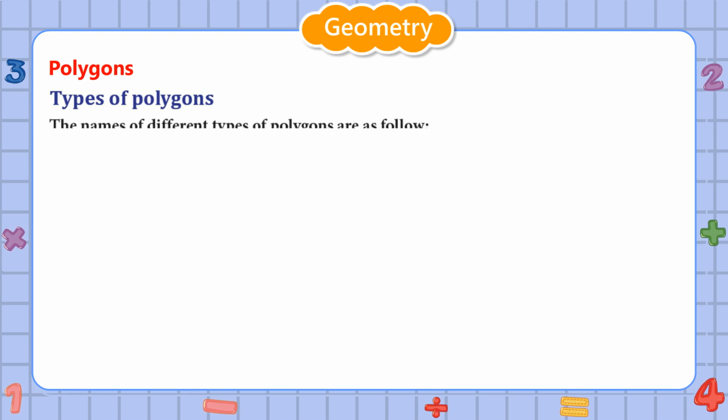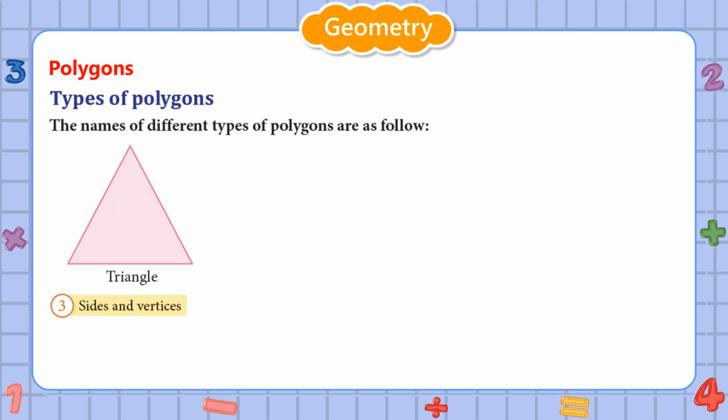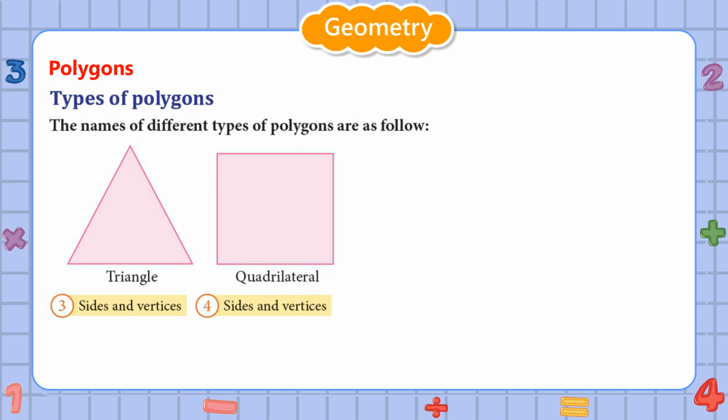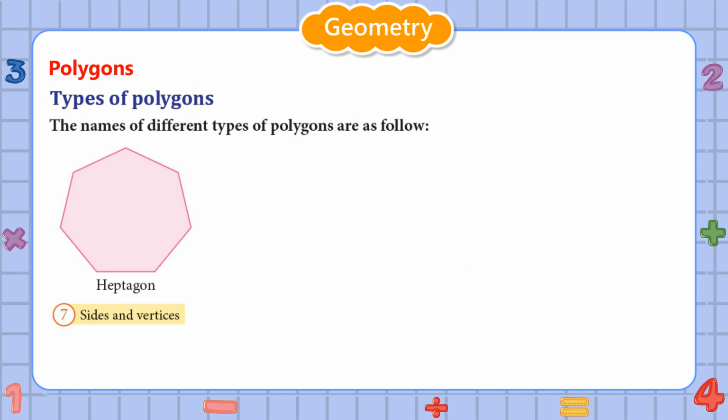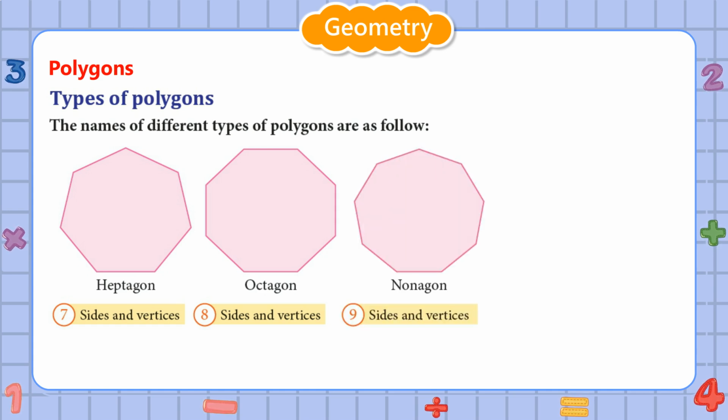Types of polygons. The names of different types of polygons are as follows. Triangle, 3 sides and vertices. Quadrilateral, 4 sides and vertices. Pentagon, 5 sides and vertices. Hexagon, 6 sides and vertices. Heptagon, 7 sides and vertices. Octagon, 8 sides and vertices. Nonagon, 9 sides and vertices. Decagon, 10 sides and vertices.